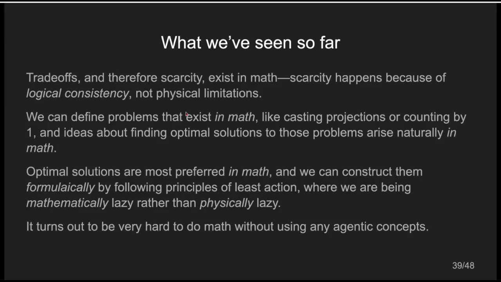And what's fascinating about this is that the agency of math is not something that humans just use to solve our problems in the physical world. We can define problems in the mathematical world, like how do you cast projections to A and B, or how do you count by 1? And we can find optimal solutions to those problems that are optimal for math itself, not for humans, but purely in mathematical terms. And optimality often ends up relating to laziness. We can be formulaic and just turn our brains off and do things in the most obvious way.